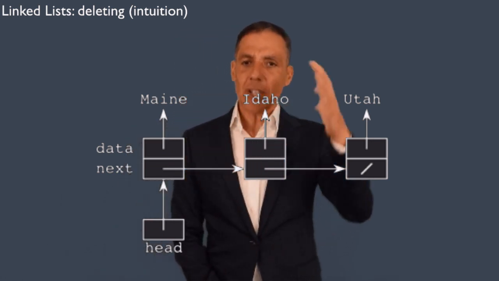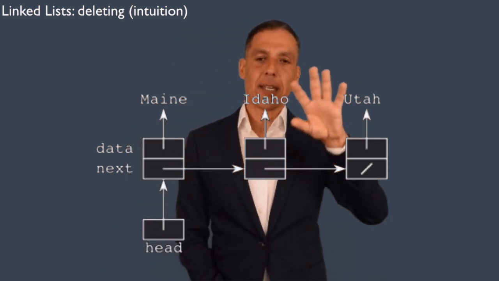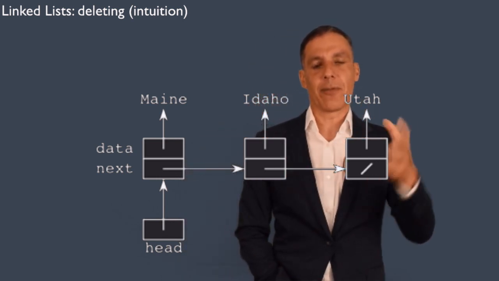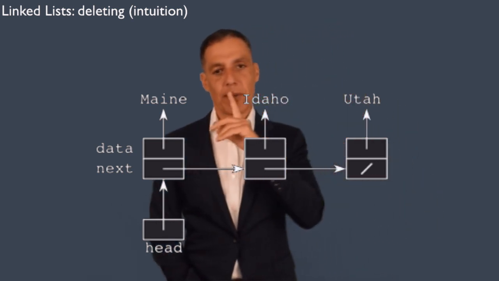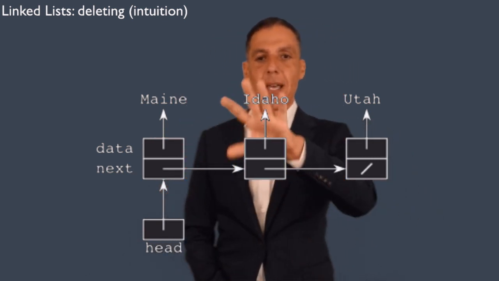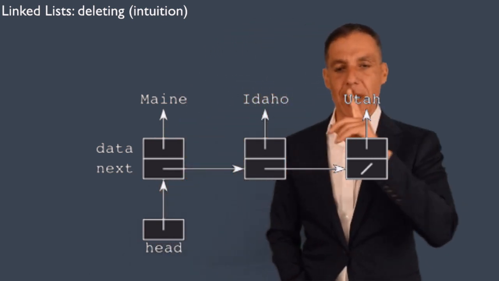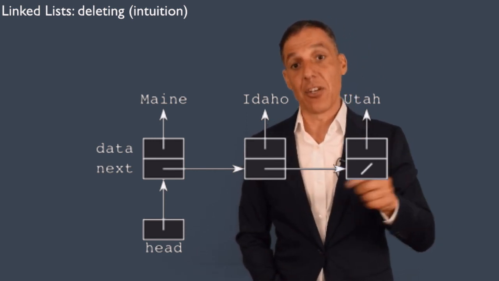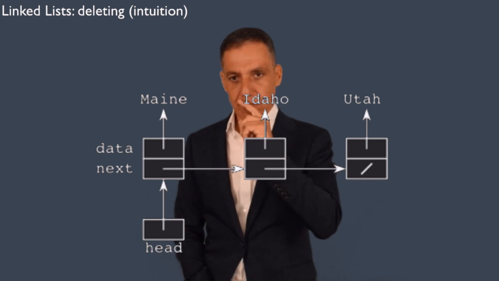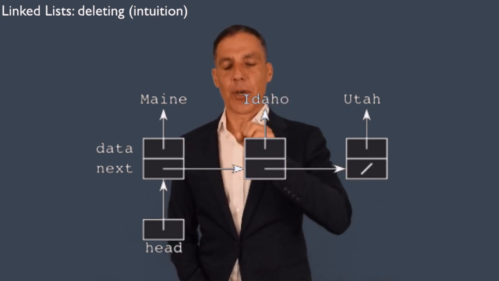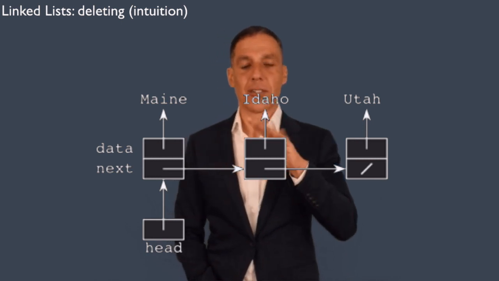So we're going to talk some more about deleting and insertion and access, but I want to give you some intuition about this first before we dive into the code and the runtime analysis. So let's imagine we have the same list as before, Maine, Idaho, Utah, so a linked list with 3 elements in it. That little slash there is the None, so there's nothing after this. And let's say I want to delete Idaho, right? So I have a pointer, a variable to Idaho, and I want to delete it.